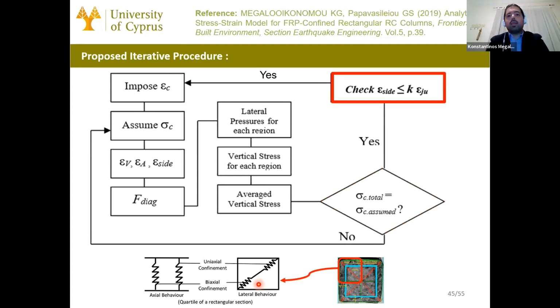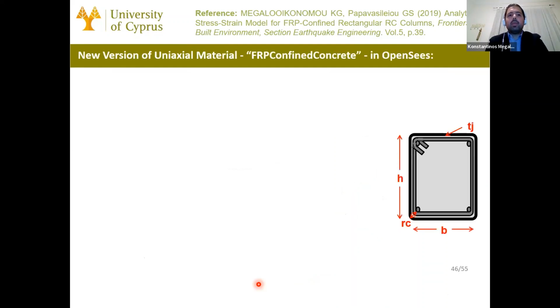Then you have to check, of course, for the rupture of the FRP jacket, and we implemented this procedure in OpenSees in a new version of uniaxial material that we would like to incorporate soon in the official version of OpenSees.